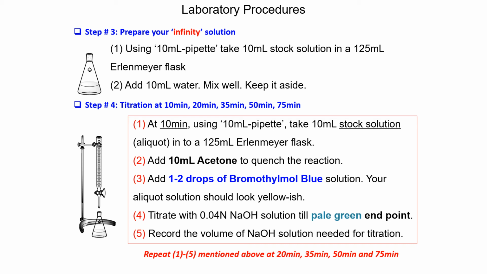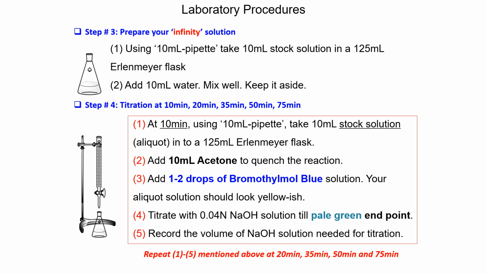To do this, you can simply take 10 milliliters of the stock solution from step 2 in a 125 milliliter Erlenmeyer flask and add 10 milliliters of water into it. So this will be the final reaction. But because we have to monitor the concentration of the reactant consumed and produced, we have to monitor the overall reaction at different times.